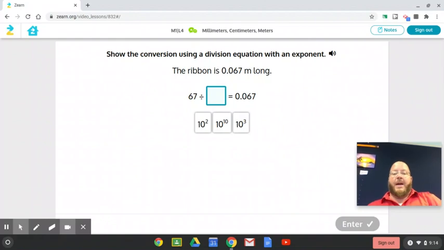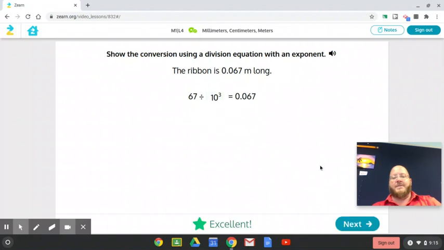Now, we divided by 1,000. How many zeros in 1,000? 3 of them. So that's what I need there. 10 to the third power is the same thing as saying 1,000.